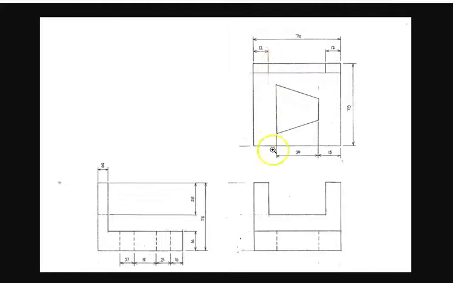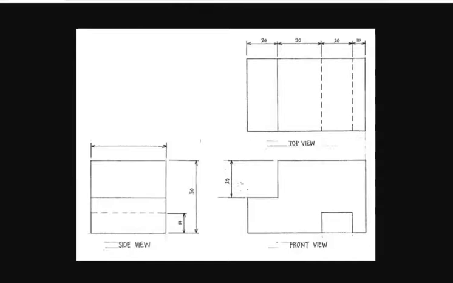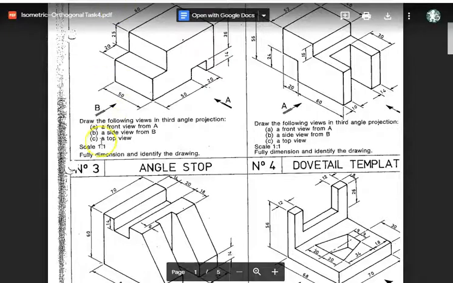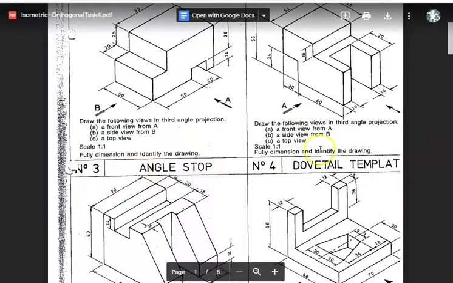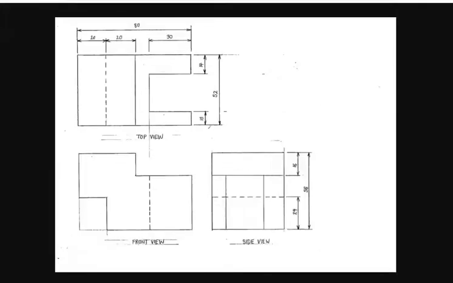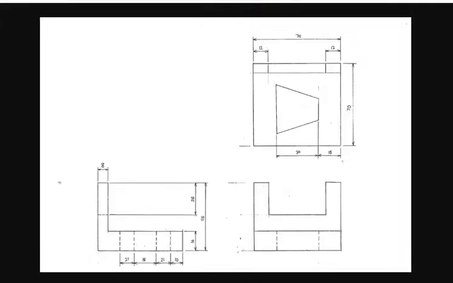The fourth drawing looks like this. Again, beware that we're looking at things from the left-hand side, so the left-hand side view needs to go here. It does ask us to label these, so I have labeled them, but it also should identify the object and the drawing. So it really should say angle stop and dovetail template, which none of my drawings here have.